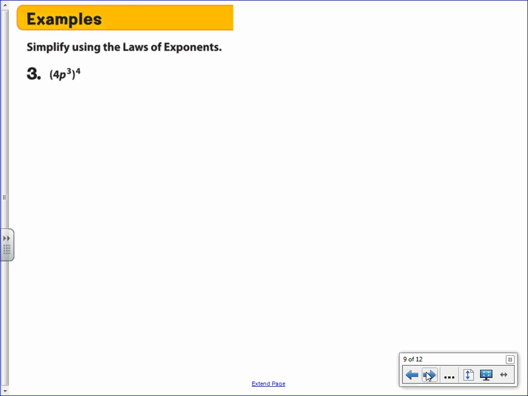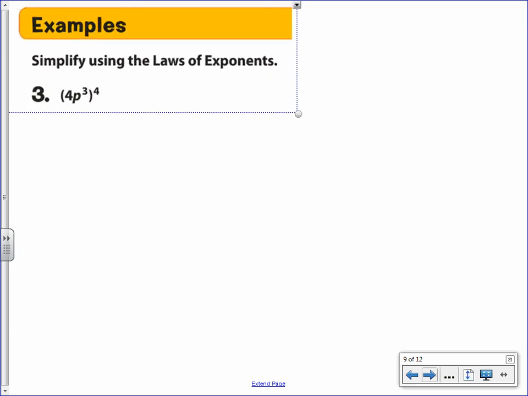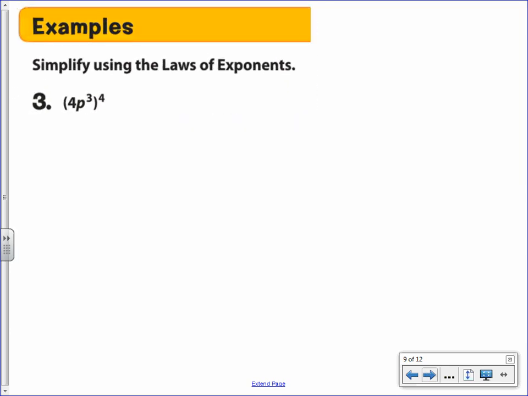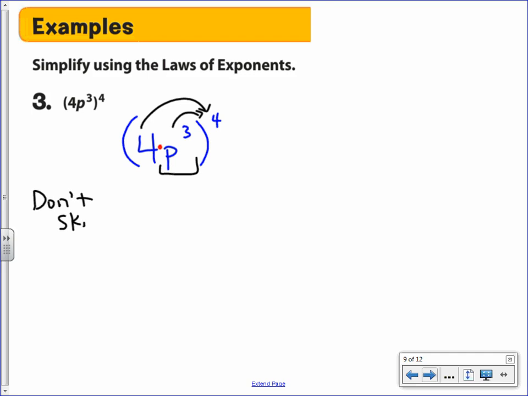Simplify using the laws of exponents. Please write all the steps down. 4p raised to the third power, all raised to the fourth power. Separate them. Separate the 4 and the p. We need to raise the 4 to the fourth power, and we need to raise the power p cubed to the fourth power as well. Write it out. Do not skip this step. This step to me is paramount, so important.